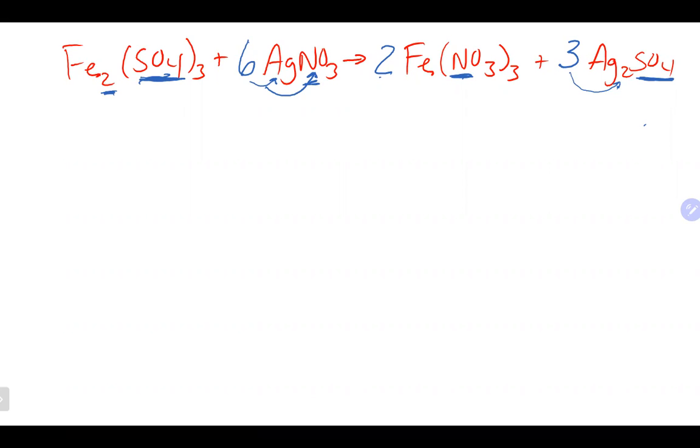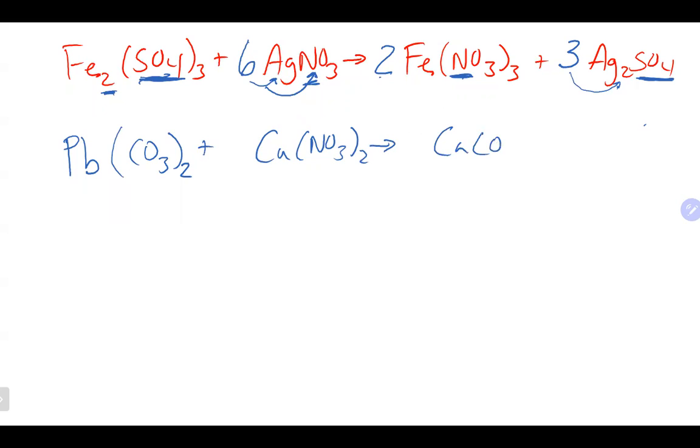All right, let's take a look at the next one, which is a similar situation. We have Pb(CO3)2 plus Ca(NO3)2 gives CaCO3 plus Pb(NO3)4. So same idea. I've got a carbonate on the left and a carbonate on the right. I've got a nitrate on the left and a nitrate on the right.